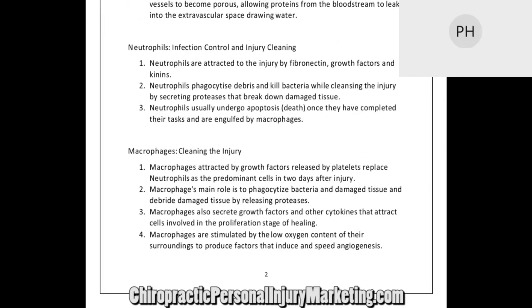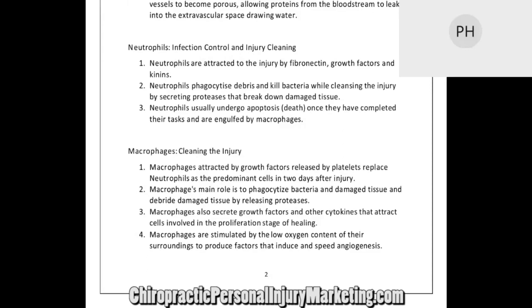Macrophages, attracted by growth factors released by platelets, replace neutrophils as the predominant cells a few days after the injury. Macrophages' main role is to phagocytize bacteria and damaged tissue. They also secrete growth factors and other cytokines that attract cells involved in the proliferative stage of healing.